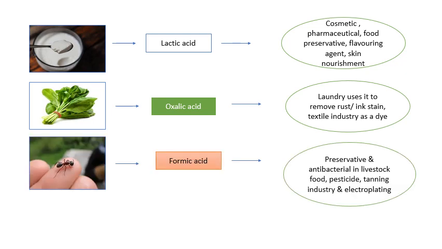The next one, formic acid. Look at the picture. It's an ant. Yuck, no? That ant has a formic acid inside it. And that is why when the ant stings, sometimes you get a swelling. Not all types of ants, but the bigger version.